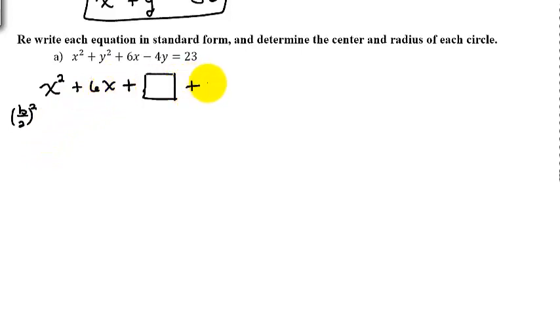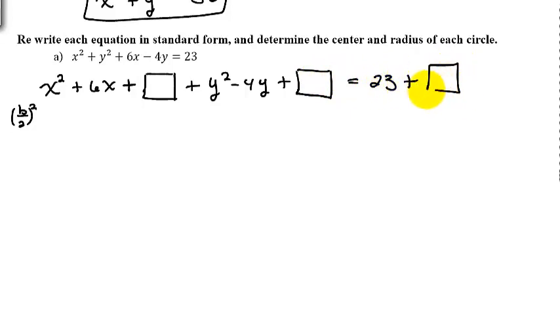And then we're going to also gather up our y's. So we have y squared minus 4y, plus we also need to write the y's as something being squared, so we need to complete the square here, and it's equal to 23. And then we added 2 boxes onto the left side of our equation, so we need to add the 2 boxes to the right side of our equation as well.